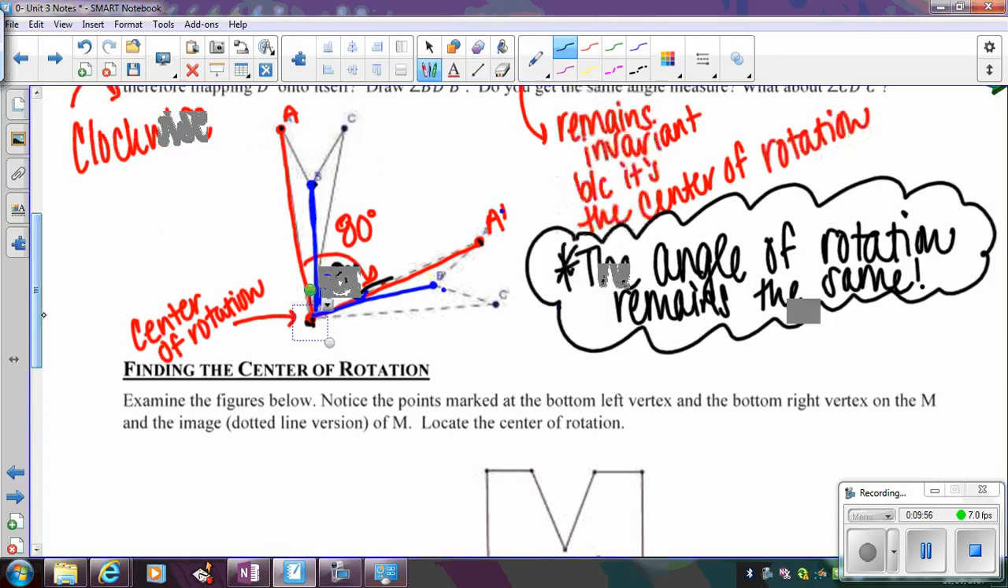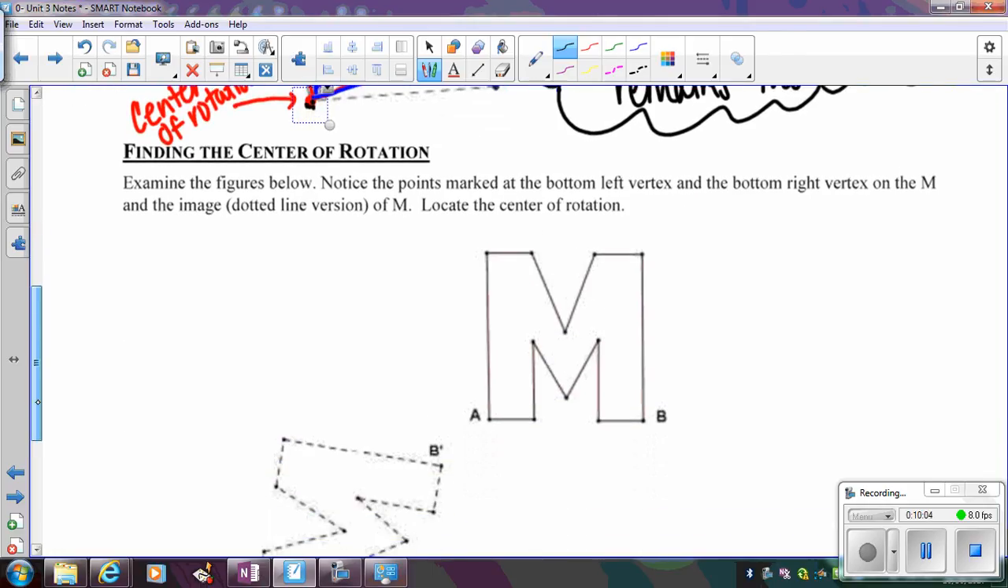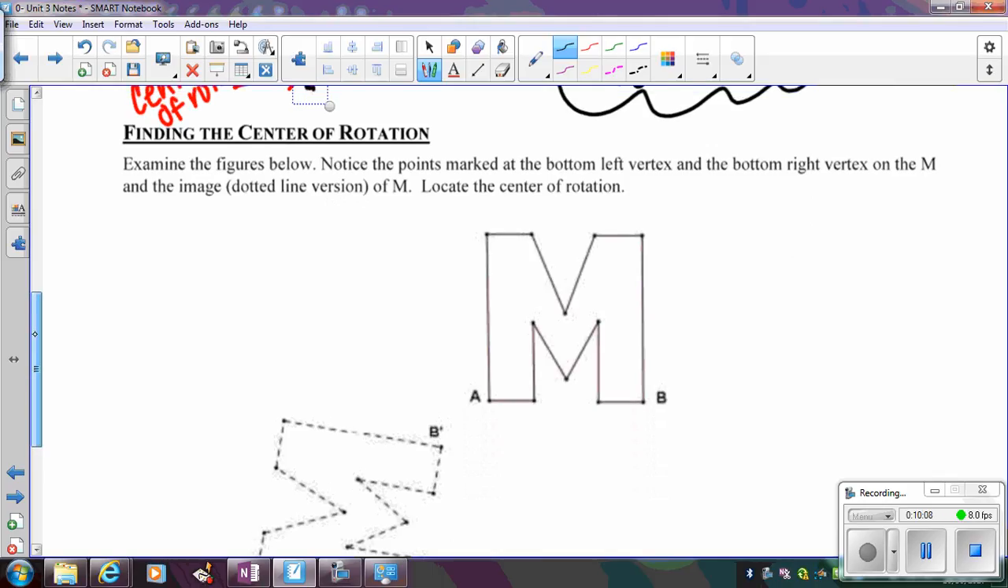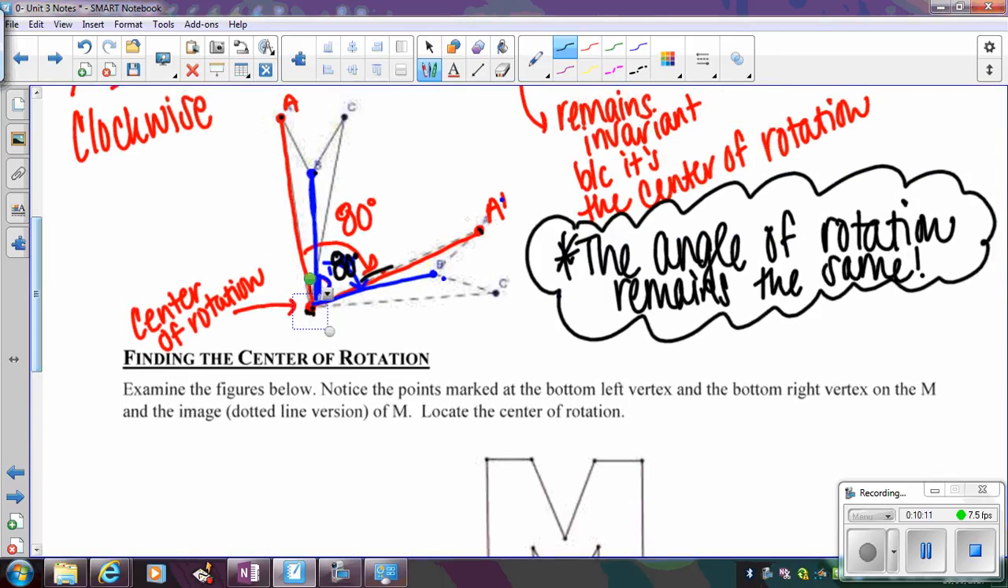So when I looked at this first example, I knew that the center was at D or D prime because that point remained invariant. But when I look at this example, I don't know where the center is. So if you think about what I just said, in this example, that center is equidistant from A and from A prime. It's the same distance. It's also the same distance from B as it is from B prime, so it's equidistant from those. It's also equidistant from C and C prime.